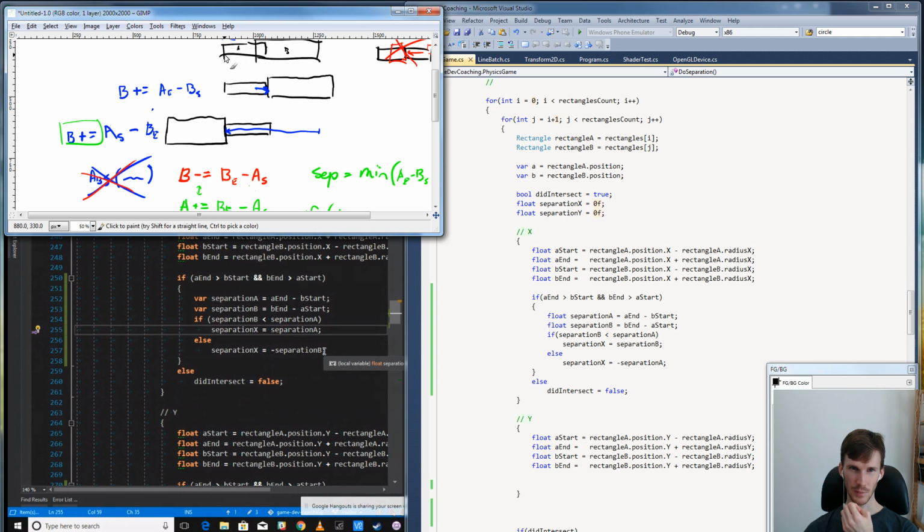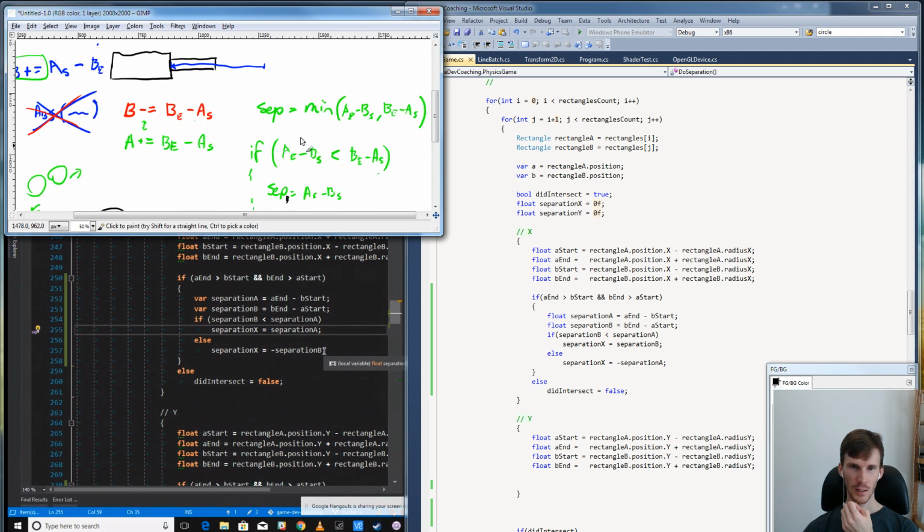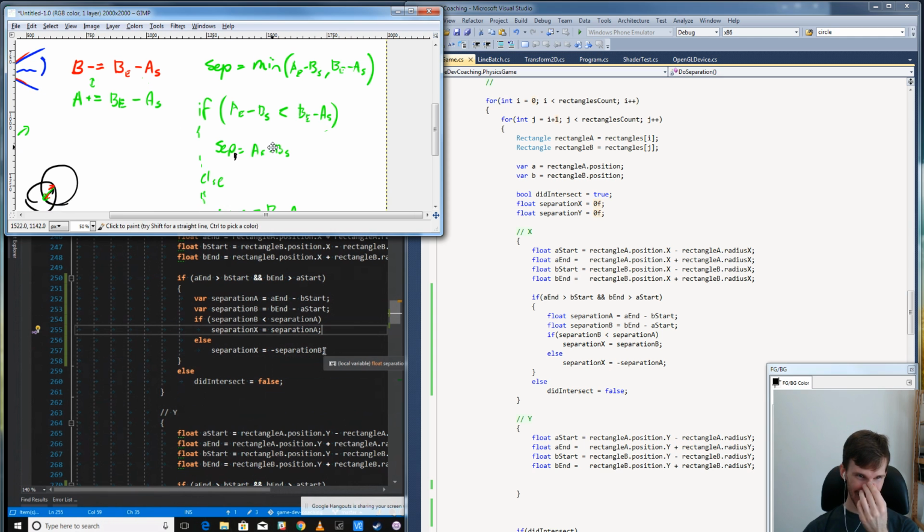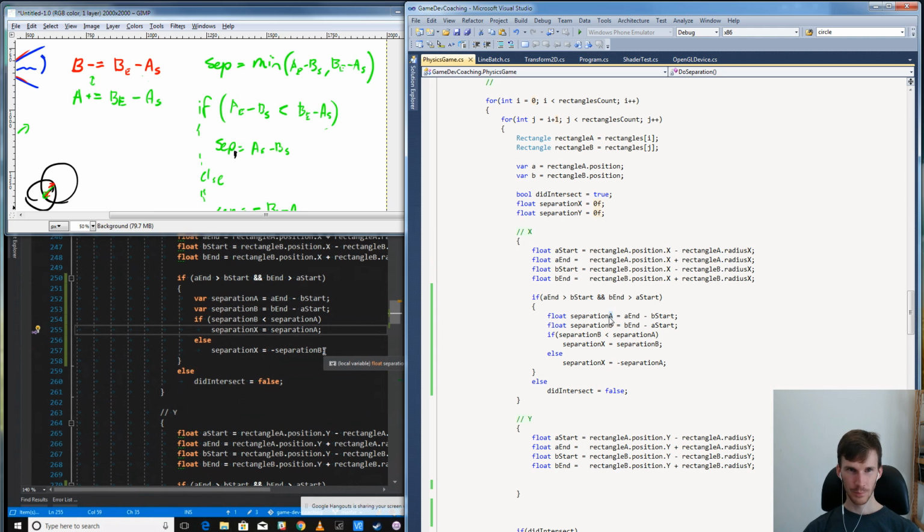So it could be that this diagram is wrong, and this is correct. Okay, so I just flipped it to make it like the green, but now I think you're saying the other green is good. Like I've got separation A is A end minus B start, and therefore negative B is B end minus A start. But yeah, I'll just flip them back around.